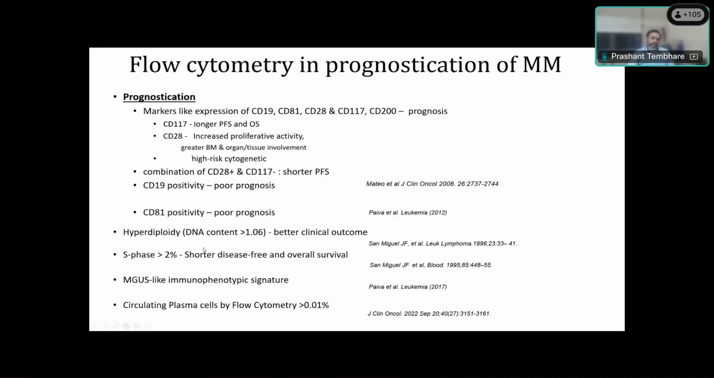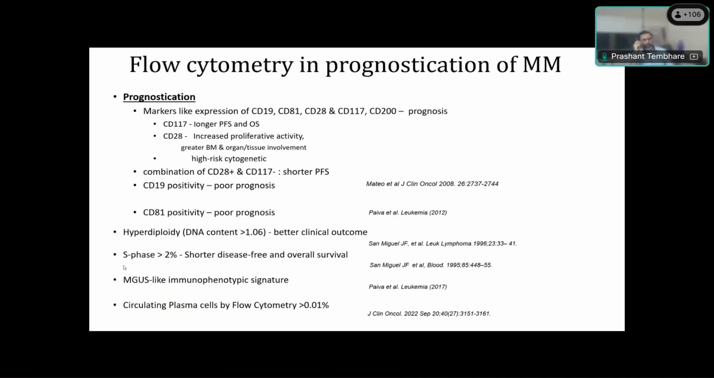Then, as I mentioned, hyperdiploidy or higher DNA index also indicates good prognosis. Then proliferation rate. When you have a higher proliferation rate, especially more than 2 or 3%, that is, plasma cells in S phase or proliferating plasma cells more than 2, now considered even 3%, it is associated with poor risk.